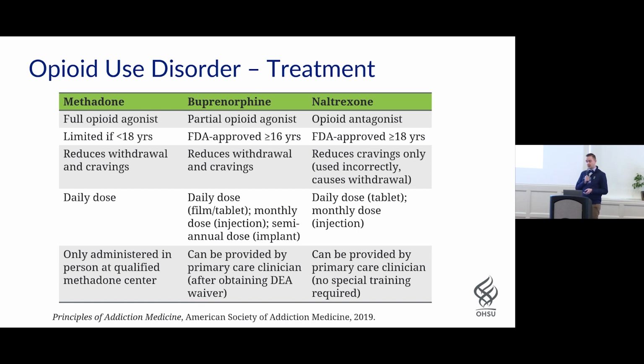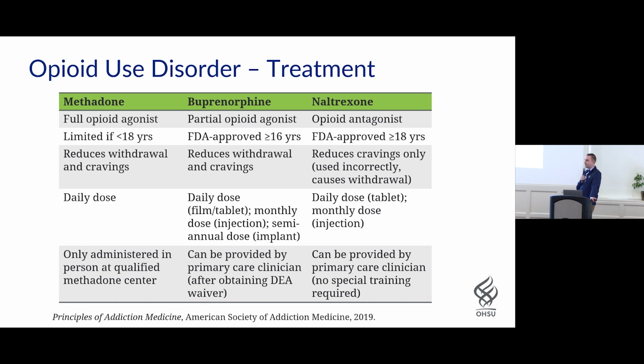Although that is hopefully changing with some of the methadone regulations that are being pushed through Congress. Buprenorphine is a partial opioid agonist. So what does that mean? When it hits that mu opioid receptor, it activates it 30 to 50%. So unlike methadone, where it's 100% activation, buprenorphine only activates at 30 to 50%.